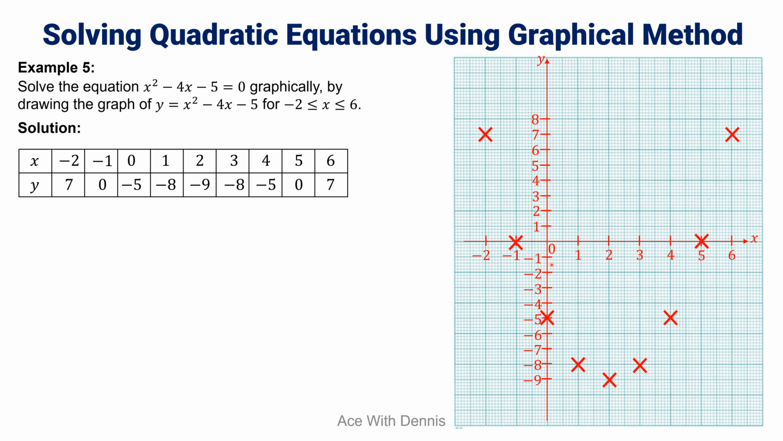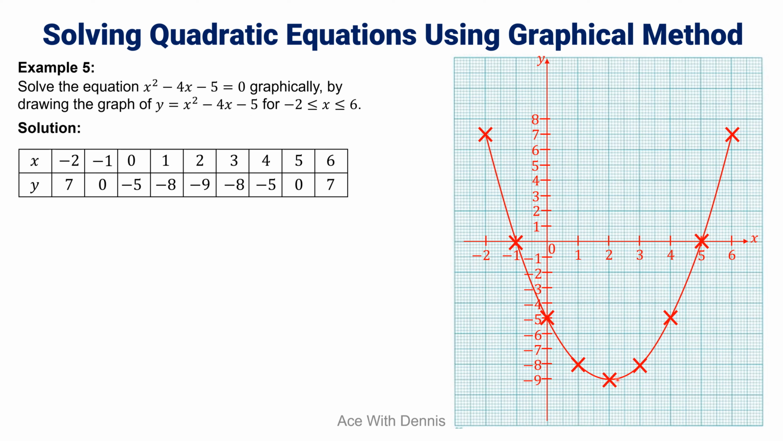I can join these points with a curve. So I will just use freehand to join these points together, and I'll get a curve like this. This is called a parabola shape. Alright, so once I have this graph, don't forget to label the graph. So this is y equals x squared minus 4x minus 5 as given by the question here.